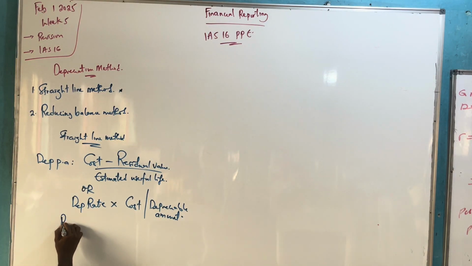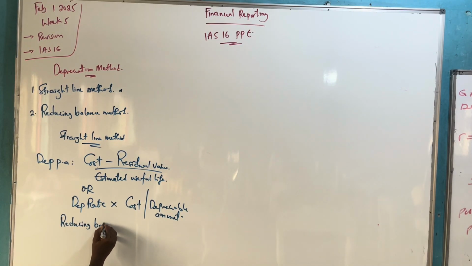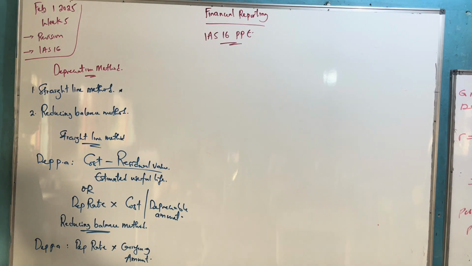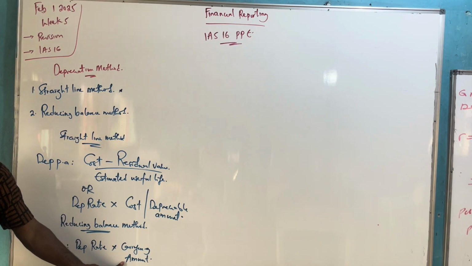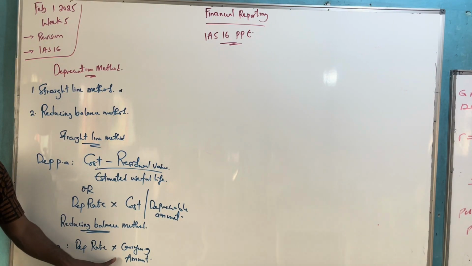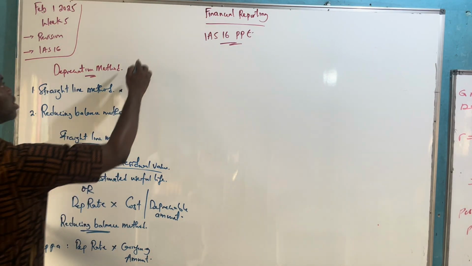Then, for the reducing balance method, your depreciation per annum is your depreciation rate multiplied by what? Multiplied by the carrying amount. Of course, in the first year, the carrying amount will be equal to the cost of the asset. So you simply use the cost in the first year. This will definitely give you a higher amount of depreciation in earlier years and a lower amount in later years. So in reducing balance, your depreciation per annum is the depreciation rate multiplied by the carrying amount.